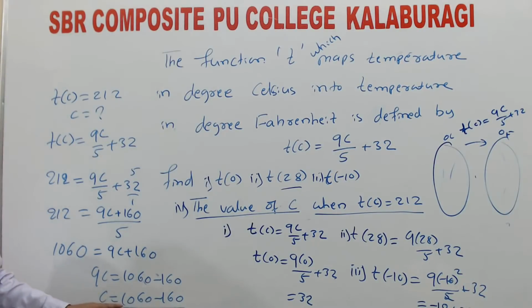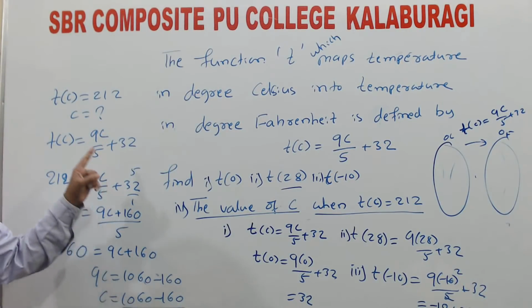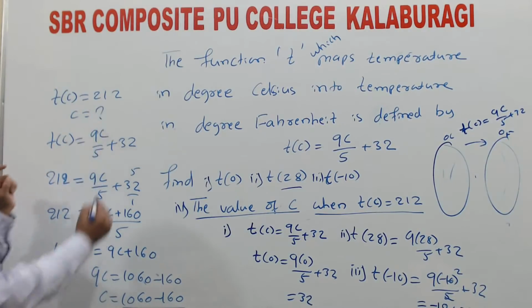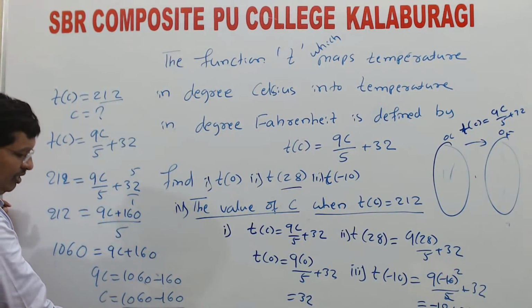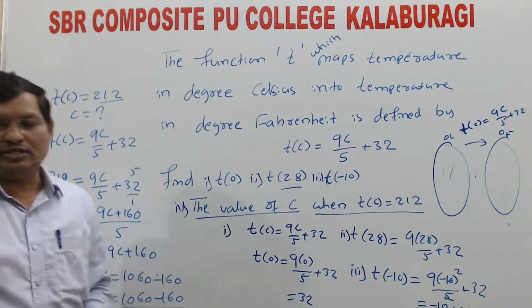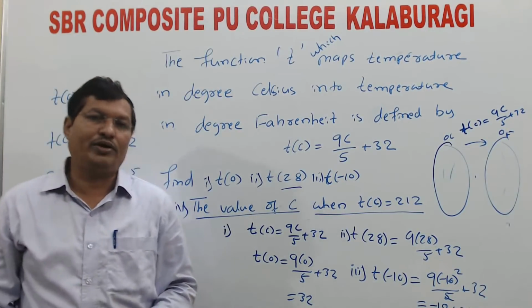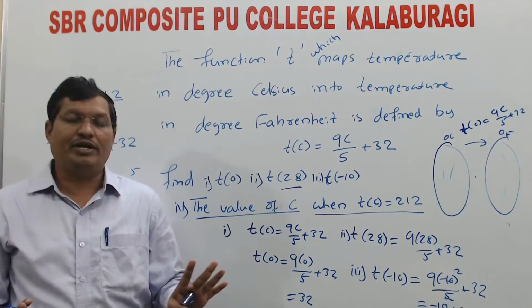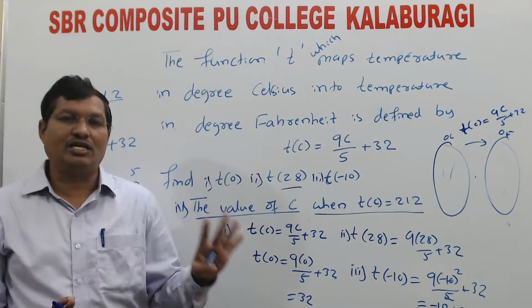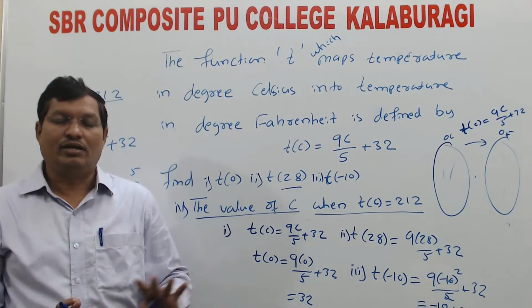c means what? Temperature in degree Celsius. The temperature is given in degree Fahrenheit, then you have to find the temperature in degree Celsius. So these are some examples of exercise 2.3.